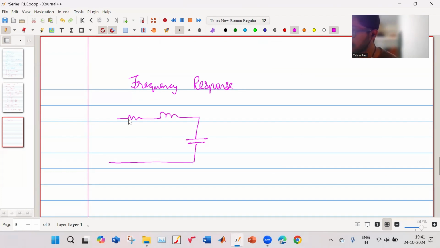We'll start with the frequency response. We have a resistor, an inductor, and a capacitor. These are R, L and C. What happens in frequency response? We apply a sine wave, and since this is a linear circuit, at the output also there will be a sine wave. So we apply a sine wave input, and the output also will be a sine wave.